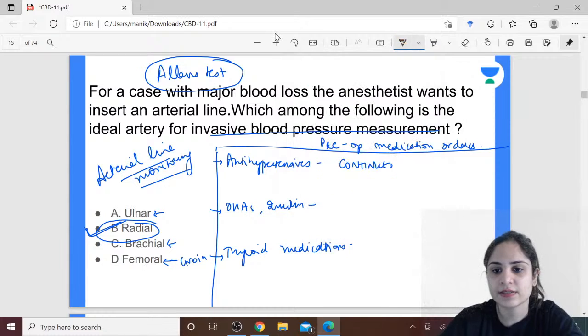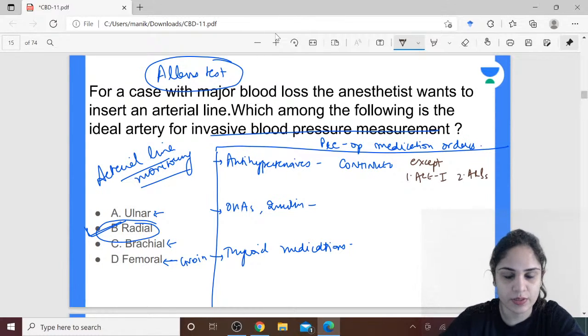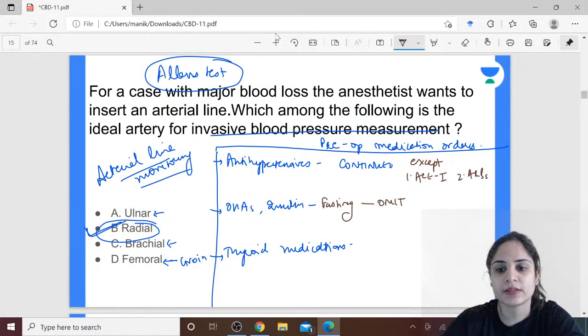And what are these two agents? Except ACE inhibitors and angiotensin receptor blockers. Okay, these are the two agents that cannot be continued. So except ACE inhibitors and angiotensin receptor blockers, you can continue all the agents. Now with OHAs and insulin, the patient is fasting on the day of surgery. If you give them OHAs or insulin, that will further lead to hypoglycemia. So you will omit all hypoglycemic agents.